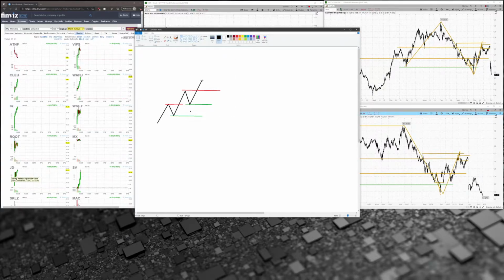So as we break support, this resistance should act as resistance again. This is what a failure trade looks like. Okay?